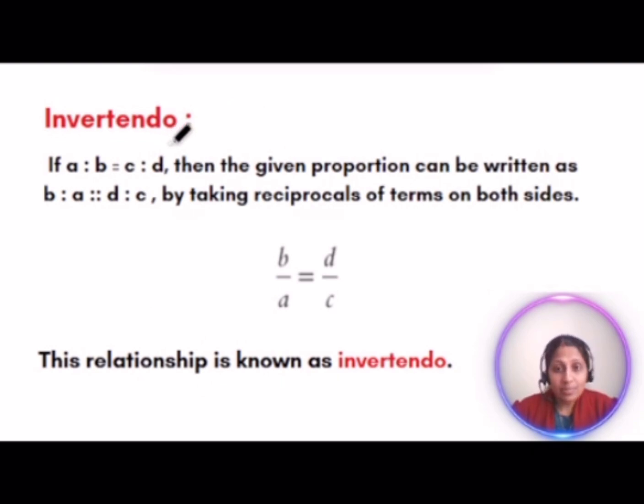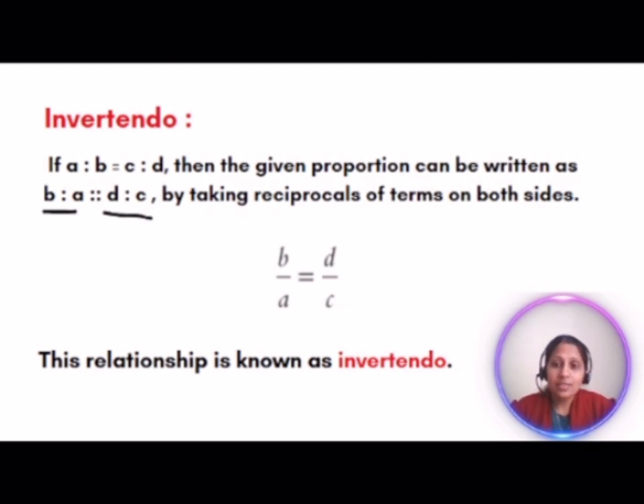Invertendo. As the name suggests, we will be inverting. What is meant by that? We will be reciprocating the terms on both sides. So A is to B will be written as B is to A, and C is to D will be written as D is to C, like this. B by A will be equal to D by C. This relationship is called invertendo. Okay. So though the names look a little complex initially, when you practice, it is very simple. Just adding 1, subtracting 1. This is reversing, reciprocating. That's it.